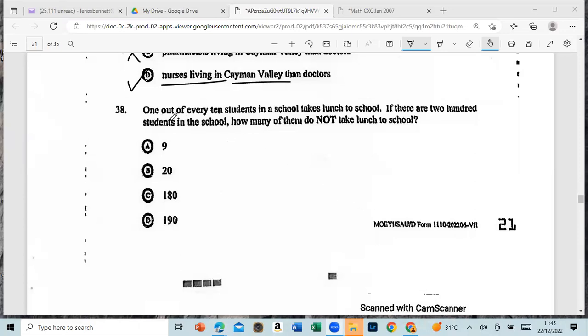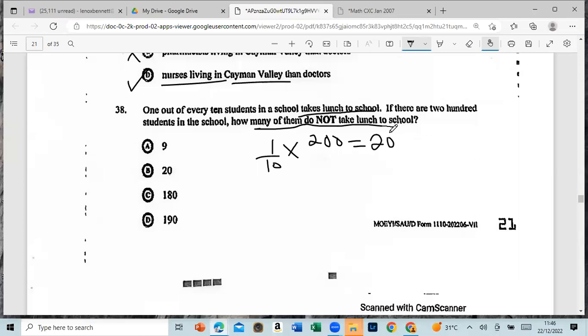Look what it says. 1 out of every 10 students in the school takes lunch to school. So only 10% take, right? So 10% is the same as dividing by 10. So 20 take it to school. And they go on and say, how many do not take lunch to school? So it would be 200 minus the 20, which works out to 180. So 180 students did not take lunch to school.